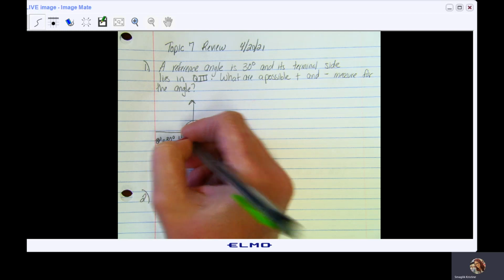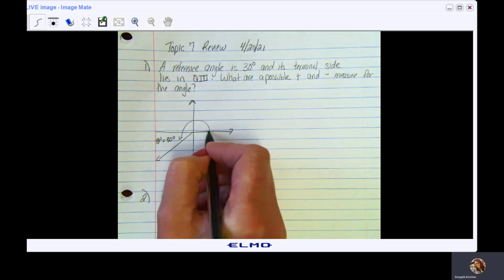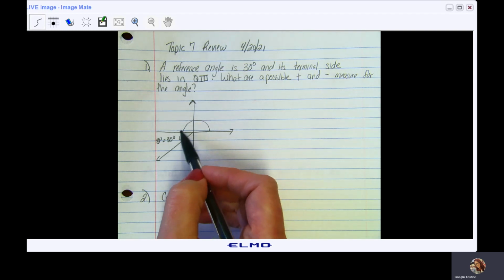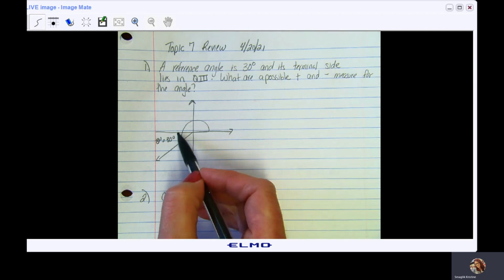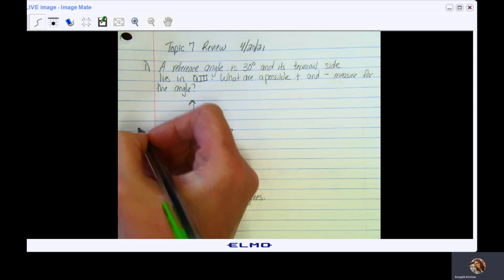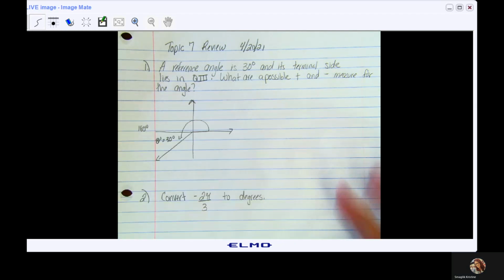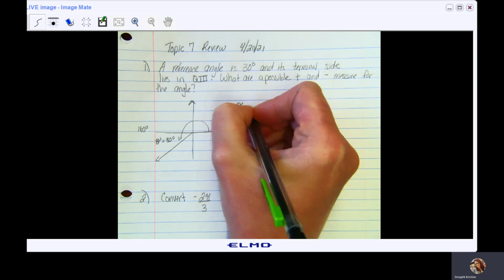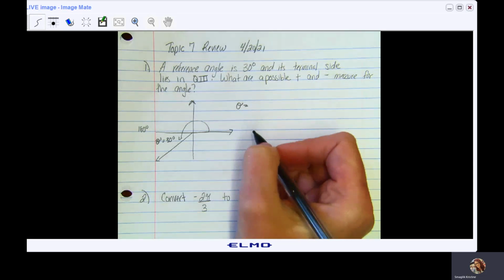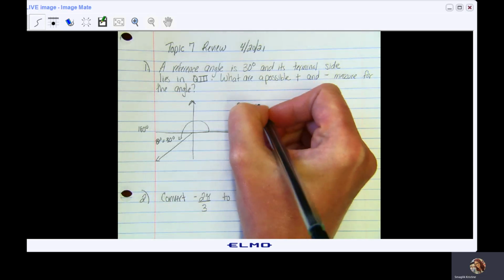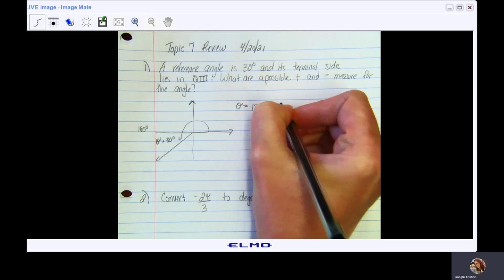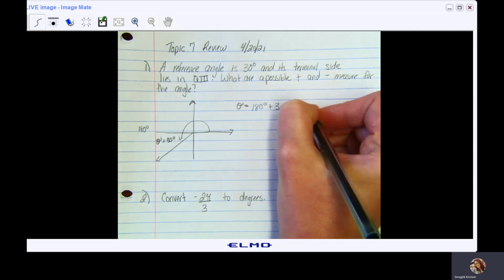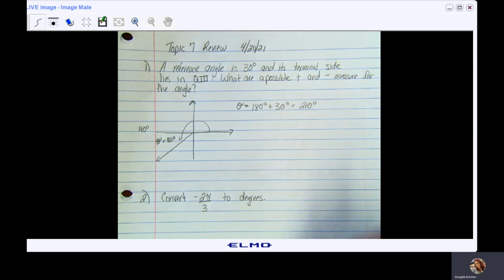And here's my angle. And remember that initial side always starts on the positive x-axis. If we're moving in a positive direction, we're going counterclockwise. So that means my positive angle would be 180 degrees plus 30 degrees equals 210 degrees.